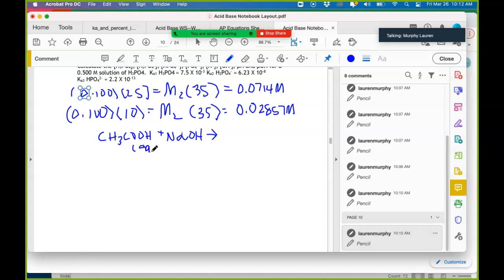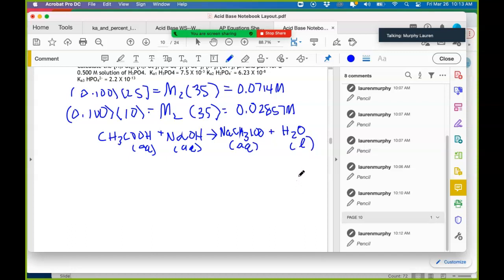This is assumed to be aqueous because it's in solution. This is assumed to be aqueous. Sodium acetate will be my salt. So that's NaCH3COO. You can also write that as CH3COONa. It means the same thing. Or NaC2H3O2. Salt and water. Alkali metals are always soluble. So sodium's an alkali metal, always soluble. Water's a liquid unless you're told otherwise.